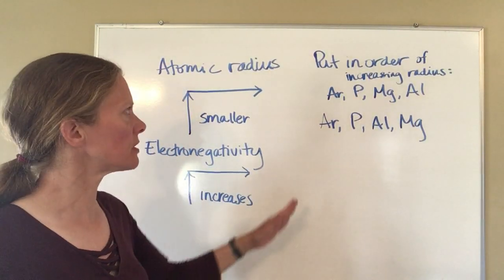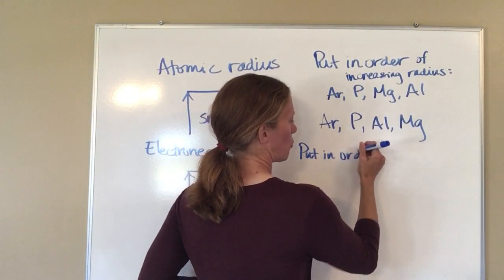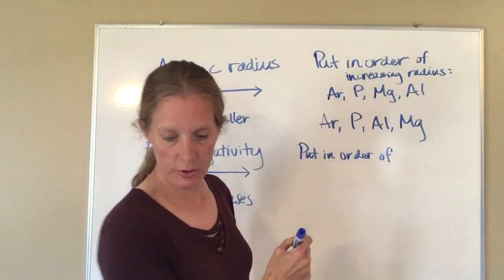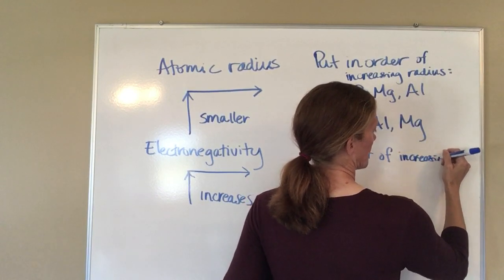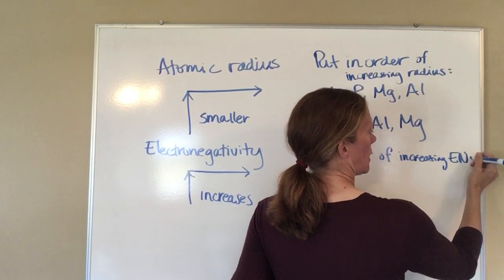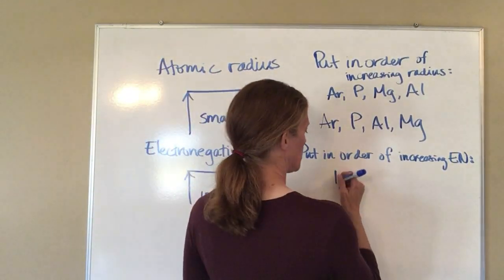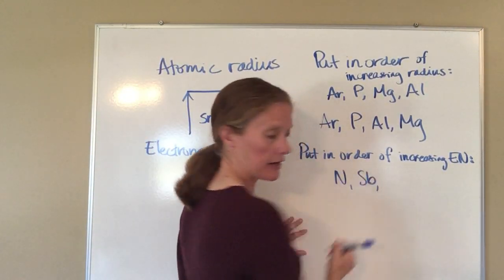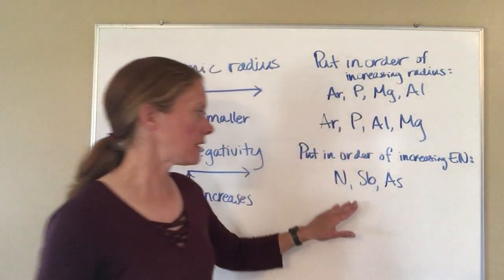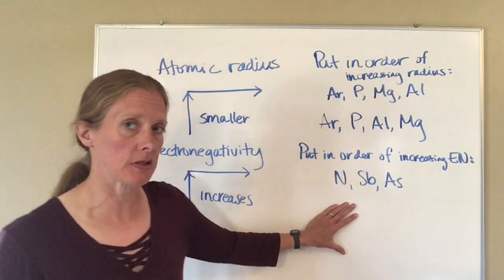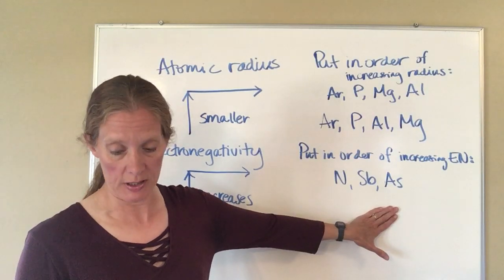Okay, let's do a similar problem where I'm going to put some elements in order. And this time we're going to do it in order of increasing electronegativity. And just to shorten this up, I'm going to put En for electronegativity. I'm going to use nitrogen, antimony, and arsenic. And again, get your periodic table out and look at these. You will see that all of these are in the same column on the periodic table.